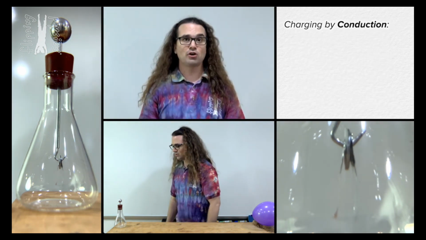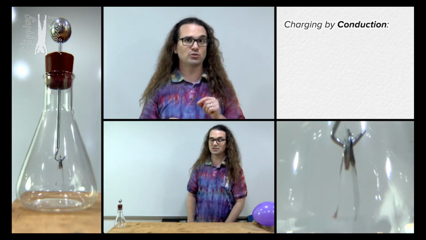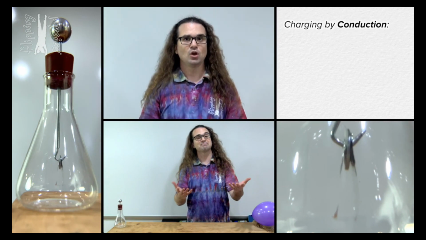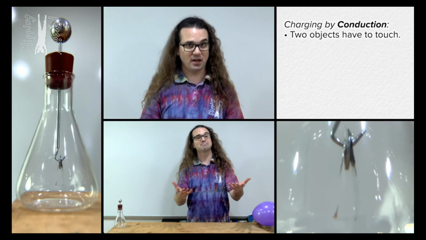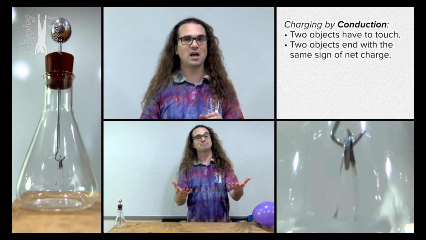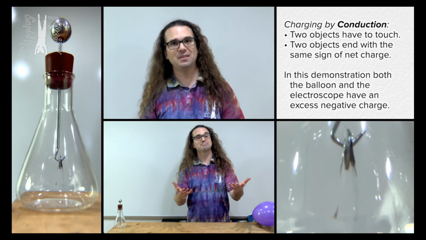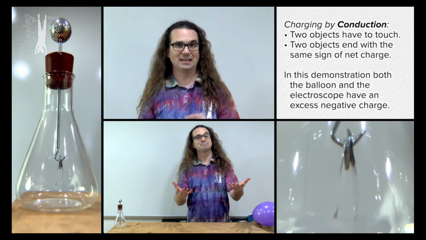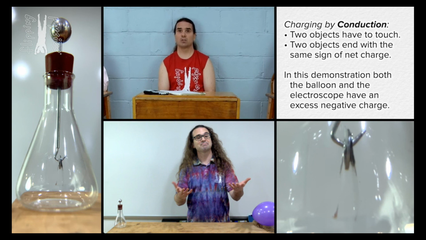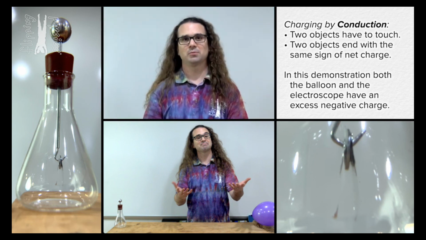Okay, so that is charging by conduction. Two things I want to make sure you realize about charging via conduction. One is that the two objects have to touch, and two is that the two objects end with the same sign of net charge. In this demonstration, both the balloon and the electroscope end with a net negative charge. You mean before you ground the electroscope, right? Correct, Bobby, that's before I ground the electroscope.